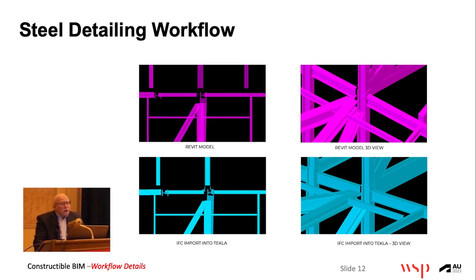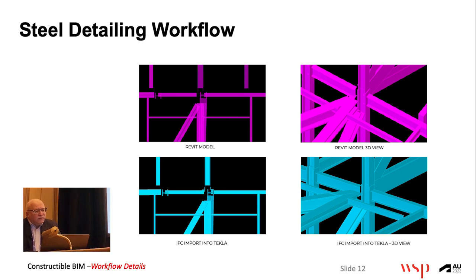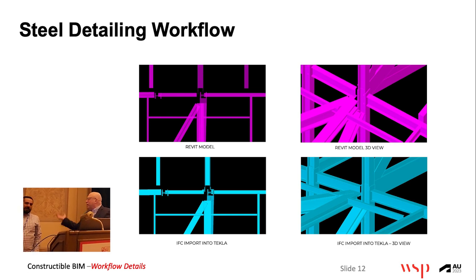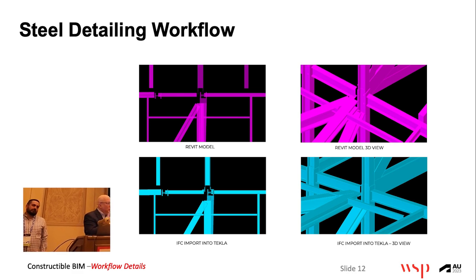So, let's go backwards. This is the Revit model plan view. This is the Revit model 3D view. These setbacks of the members from the joint, I don't know, it's arbitrary. It's all general. It's graphical, so things don't hit each other, right? The picture looks better.